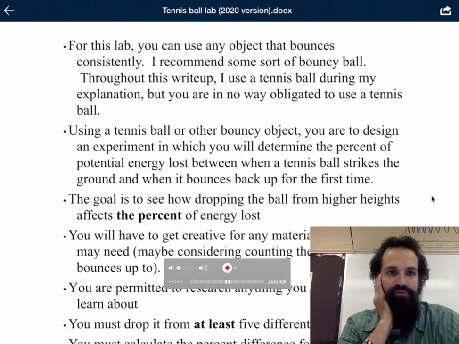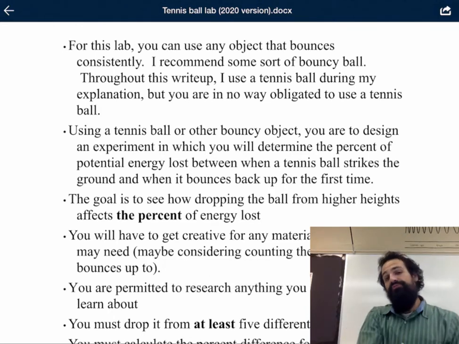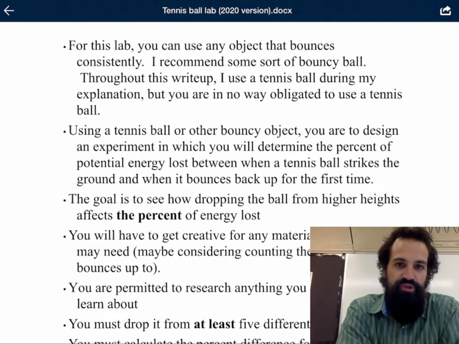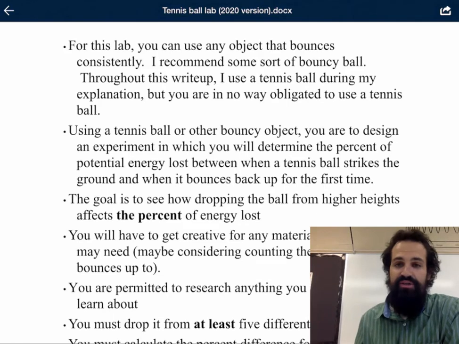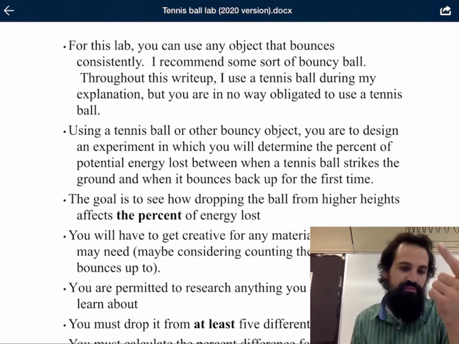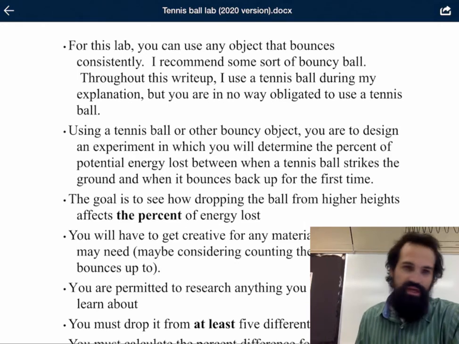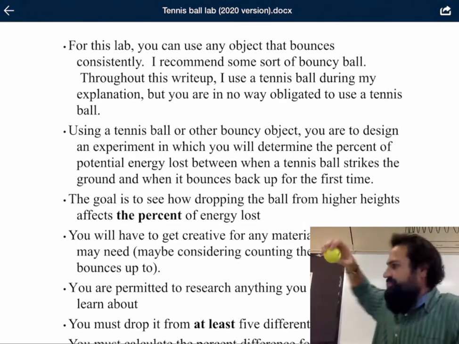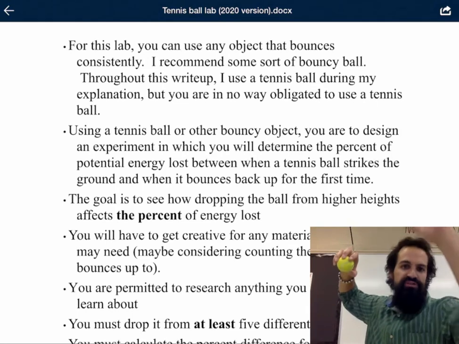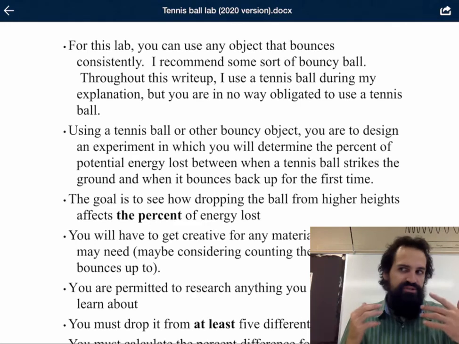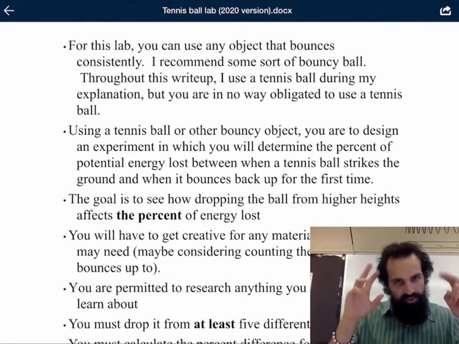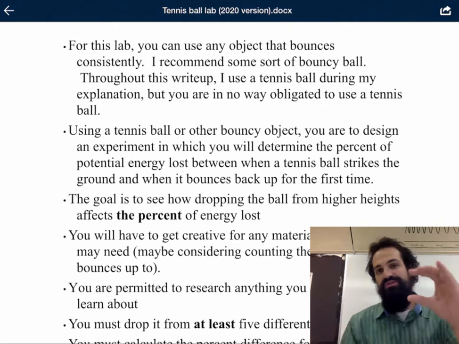So as I have written, the goal is to see how dropping the ball from higher heights affects the percent of energy lost. You will have to get creative for the materials you think you may need. I am lucky enough that I have meter sticks in my classroom that I can use, but if you don't have meter sticks or a tape measure or rulers, you can use anything you want. You can hold it up next to the side of your house and count the number of bricks up. So I drop it from 12 bricks, but it only bounces 4.5 bricks. So your measurement doesn't have to be a normal measuring device as long as it's consistent.